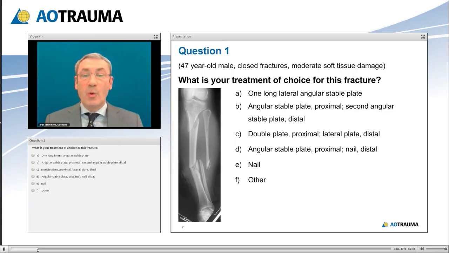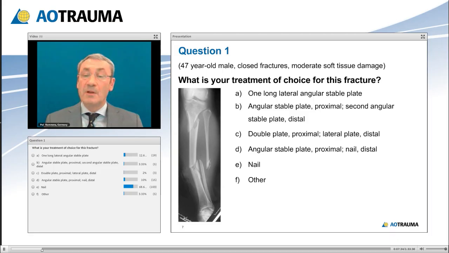The first is a long lateral angular stable plate as a single implant. The second option is an angular stable plate proximal and a second angular stable plate distal. The third option would be a double plate proximal, one medial and one lateral, and a lateral plate distal. The fourth option is an angular stable plate proximal and a nail for the diaphyseal fracture distal. The fifth option would be nailing only. And the sixth option is other solutions.